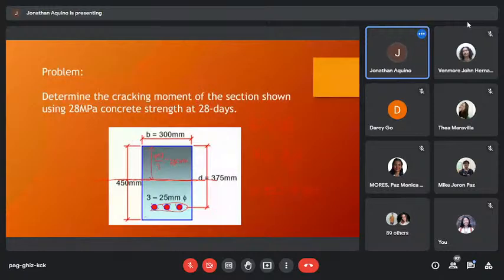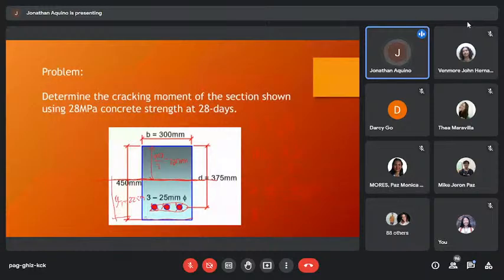So we can now have the centroidal moment of inertia. So in determining the centroidal moment of inertia, we always neglect, okay? We always neglect the reinforcing bars before it cracks. Okay. And then Yt, or the distance from the centroid to the outermost fiber in tension. So if the centroid is mid height of the beam, so Yt is just simply equal to 225 millimeter. So Yt is 225 millimeter.